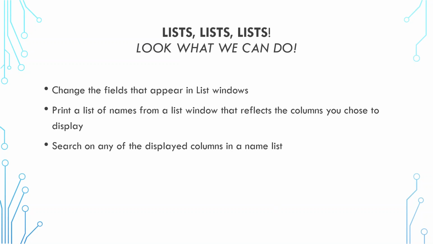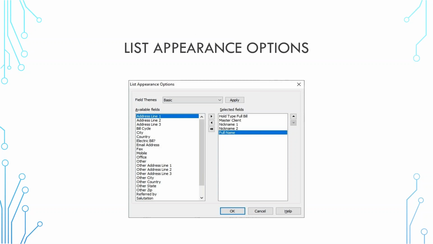Now you can also customize the list view and search features. You can control the fields that appear in Timekeeper list windows. Print a list of names from a list window that reflects the columns you choose to display. Search on any of the displayed columns in a name list. This illustration shows how to select the fields you want to be displayed.